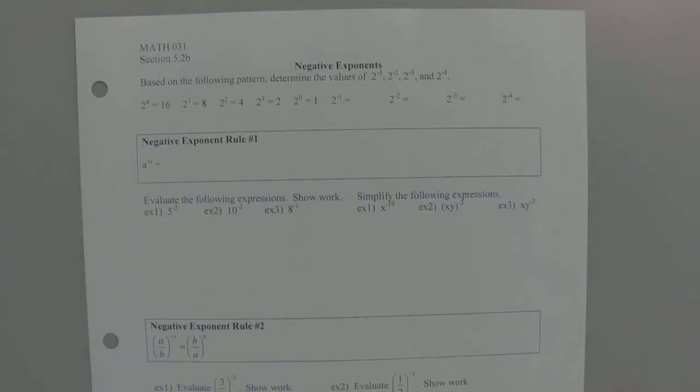We're familiar with exponents and some of the properties. We're going to do the same stuff but with negatives, and see how that affects what type of numbers we're dealing with. It says, based on the following patterns, determine the values for 2 to the negative first, 2 to the negative second, 2 to the negative third, 2 to the negative fourth, and so forth. So look at the pattern that's happening.